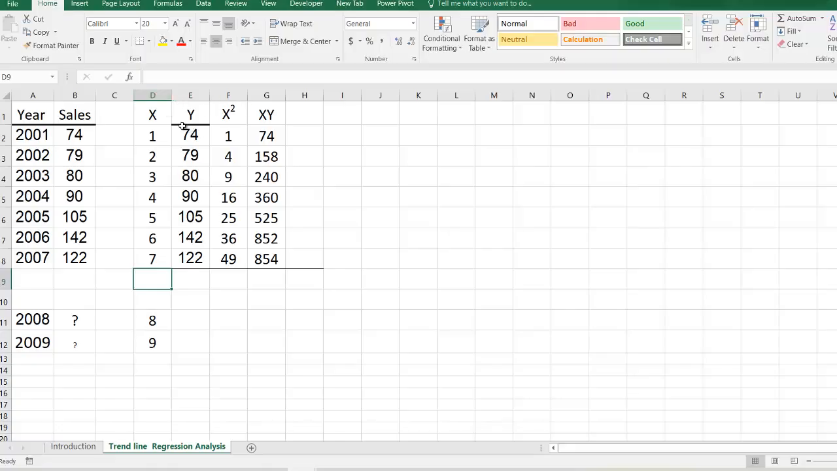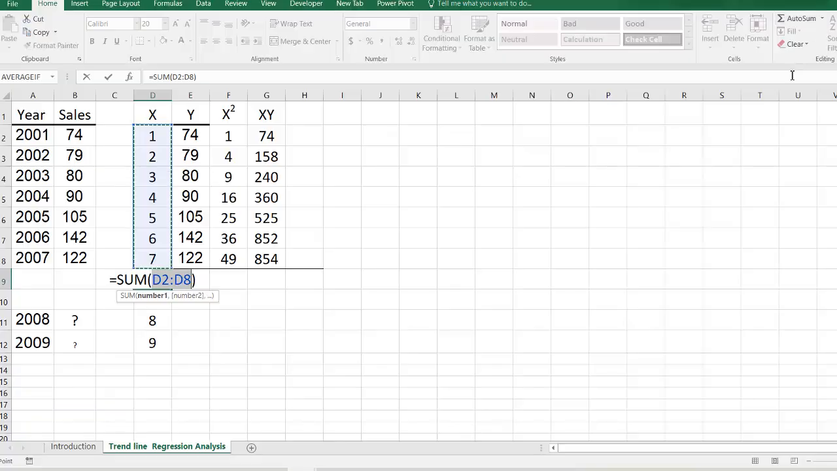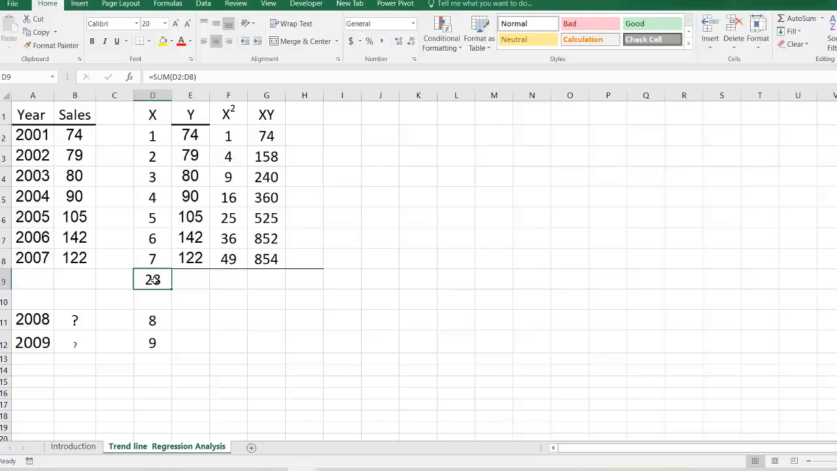After getting values for the columns of X, Y, X squared, and XY, we need to get their summations. That can be easily done using this AutoSum button. And to get the summation of the other columns, we simply copy the summation on this column and paste it to these cells. So now we're ready to calculate the values of B and A.